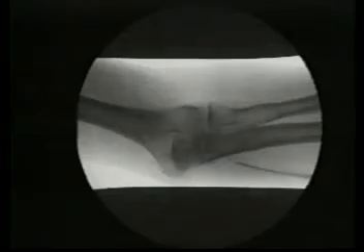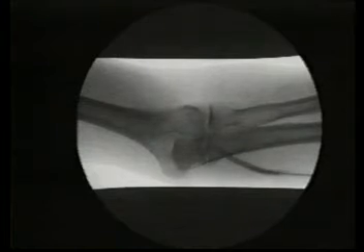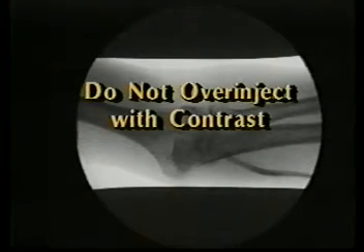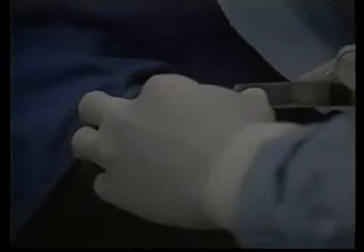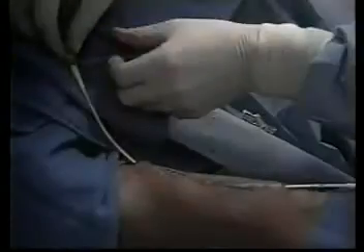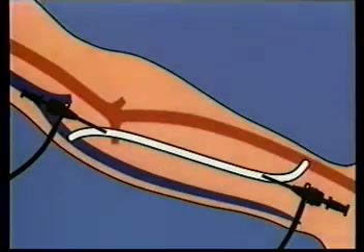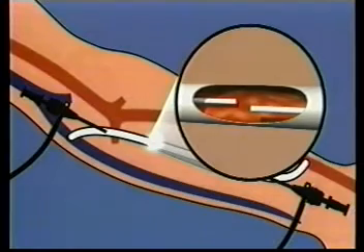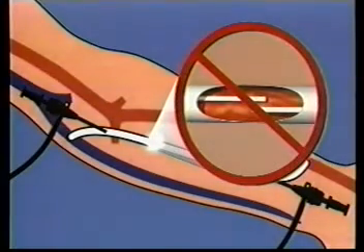Inject a small amount of contrast to ensure that adequate thrombolysis of the venous limb has been accomplished. To prevent possible arterial embolization, do not over-inject with contrast. Prepare the arterial sheath insertion site by performing a skin wheal and insert the introducer sheath toward the arterial anastomosis. Do not allow the arterial and venous sheaths to overlap.